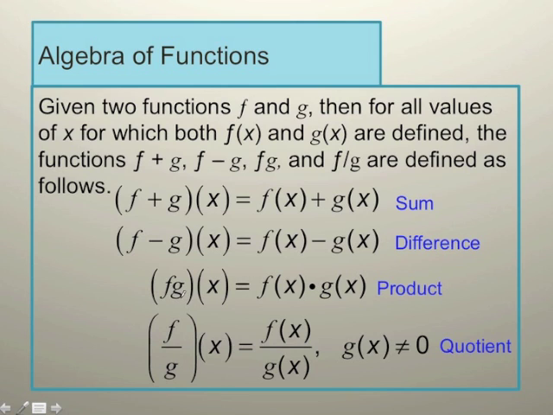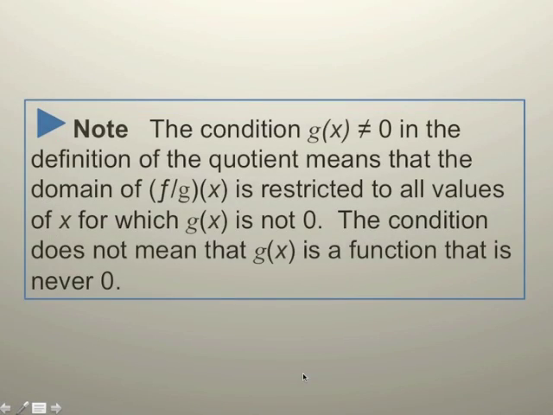f times g of x is f of x times g of x, and f divided by g of x is f of x divided by g of x, assuming g of x is not equal to 0. Of course, we cannot have a denominator equal to 0. Remember, the condition g of x not equal to 0 means the definition of the quotient is restricted to all values of x for which g of x is not 0. Now, that doesn't mean g of x can never be 0, but we can't divide when it is 0.